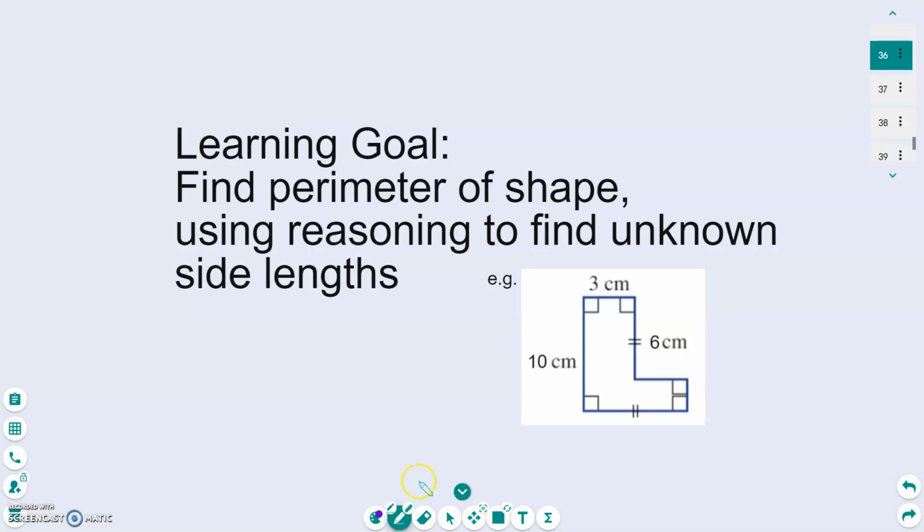So this is covered in Year 9 Maths in Queensland. So let's check it out. We need to find the perimeter of this shape. And you notice we're given some side lengths, that's great, but these are unknown. And this confuses a lot of students. We have to use reasoning to find these unknown side lengths, which we're going to do.